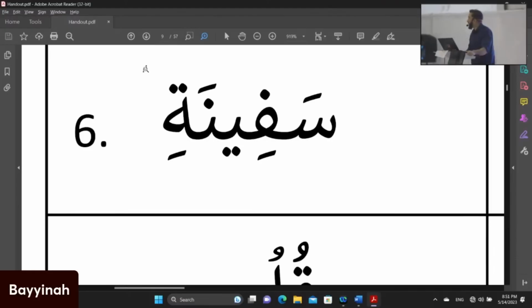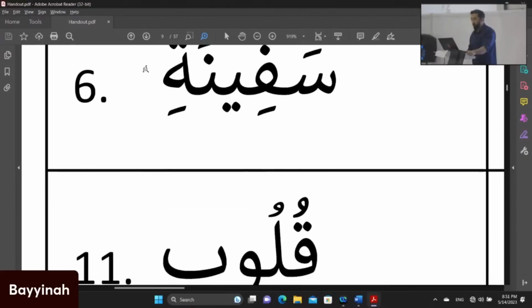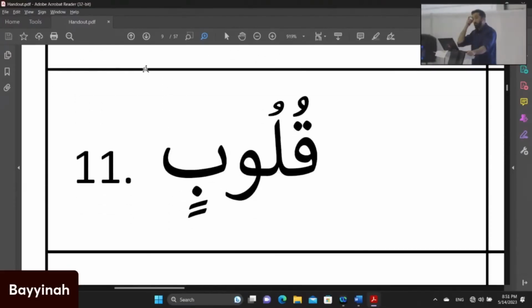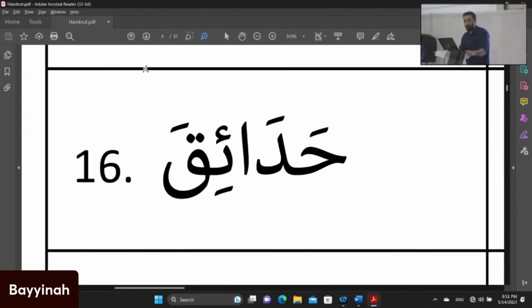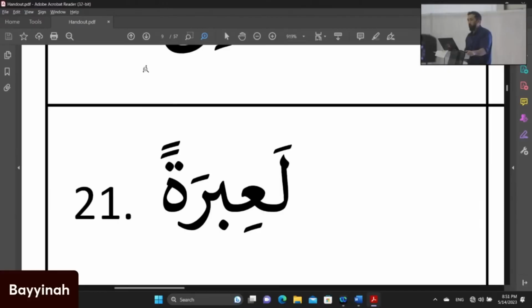Excellent. Safinatin. I want you to know how to convert from light to heavy. Okay. Qulubin. That's a heavy sound. What's the light version of it? That conversion is important, yes? Okay. Hadaiqa. Light. What would have been the heavy version? Hadaiqan. Okay.